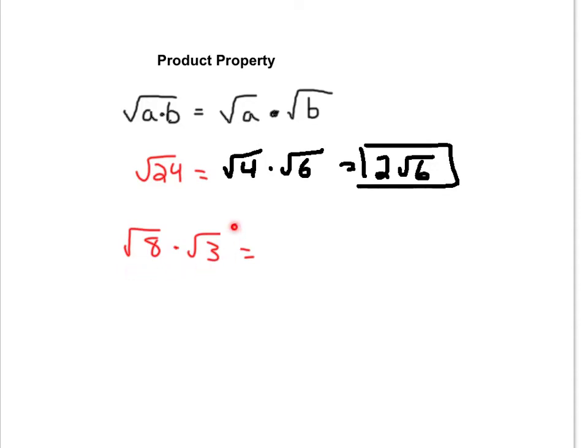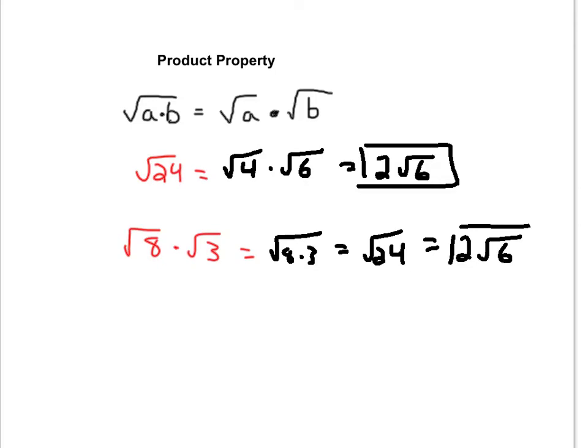Same thing here. I've got two things multiplied together, so I can rewrite them up here under one radical. So the square root of 8 times the square root of 3 is the same as the square root of 8 times 3, which is the square root of 24. And again, that breaks apart into 2 times the square root of 6. We just did that work above.